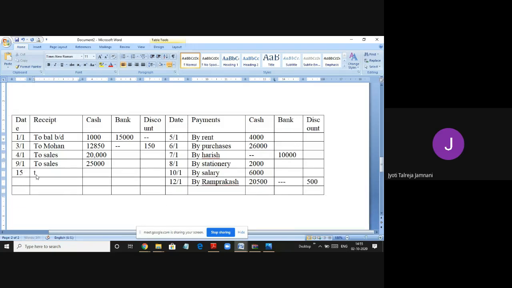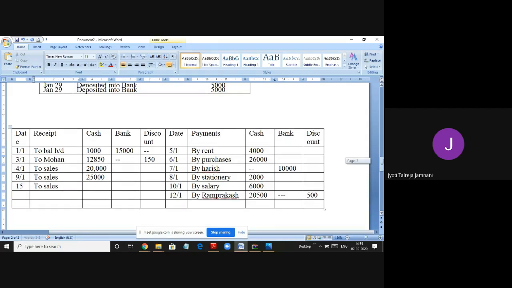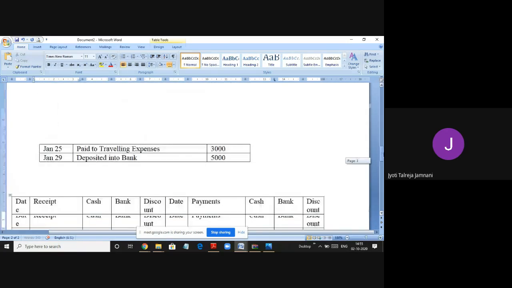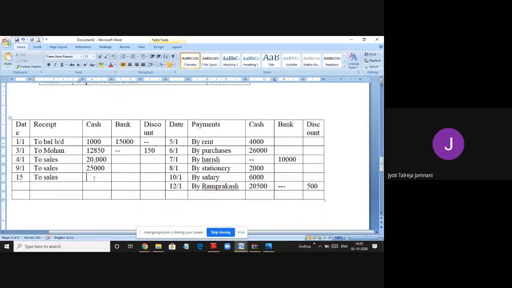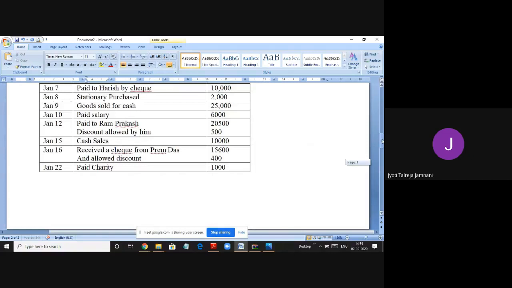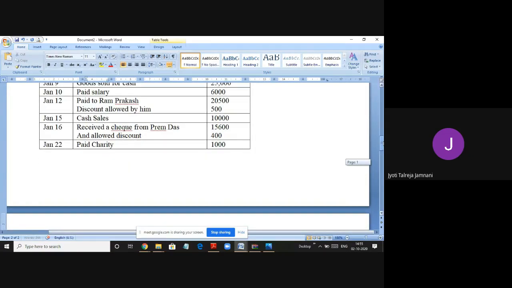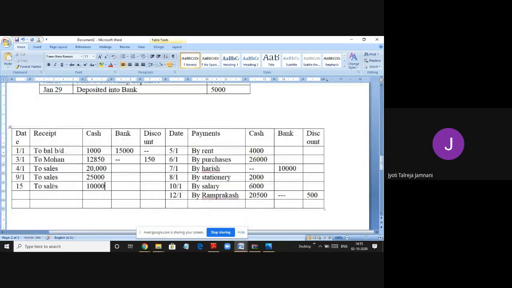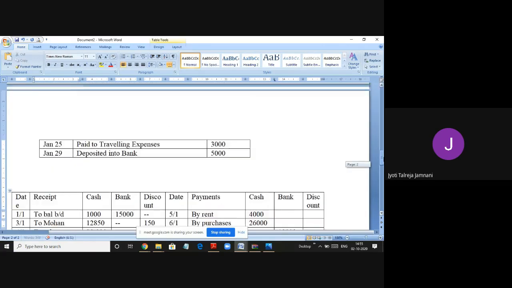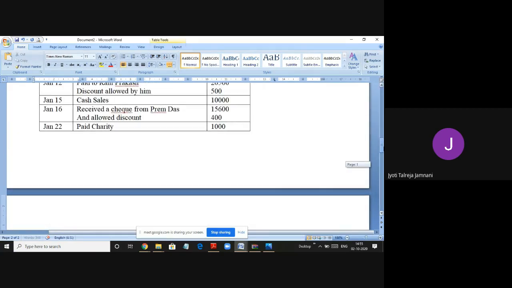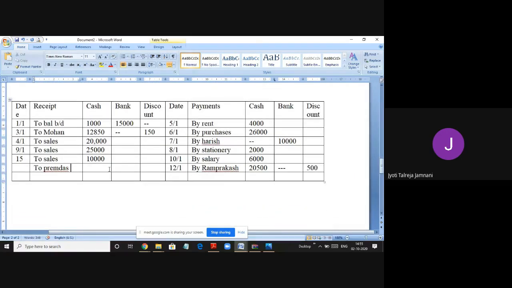Two sales. I think it was 10,000, but just confirm it once. Yes, it's 10,000. Cash sales, so in the cash column 10,000. The next one, 16th Jan, received a check from Premdas and allowed him discount. So on the receipt side, to Premdas, received check, so in the bank column 15,600 and discount 400.